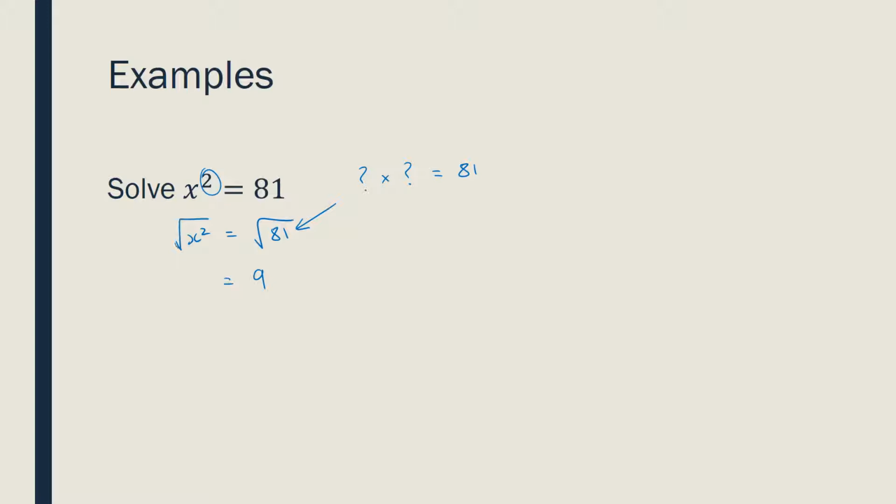Now the square root and the square on this side both cancel out, so you get x. And remember that because we've done the square root here, we need to write plus minus, because it could be plus 9 or minus 9. If you didn't know that 9 times 9 equals 81, you can also put it into your calculator. Put in square root of 81 and hit equals, and it will give you 9. Note that your calculator gives you 9, and you need to remember that it's plus minus 9.